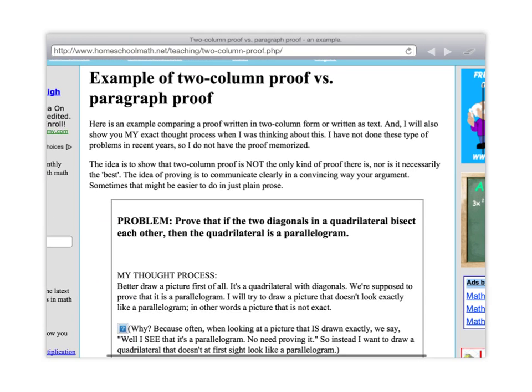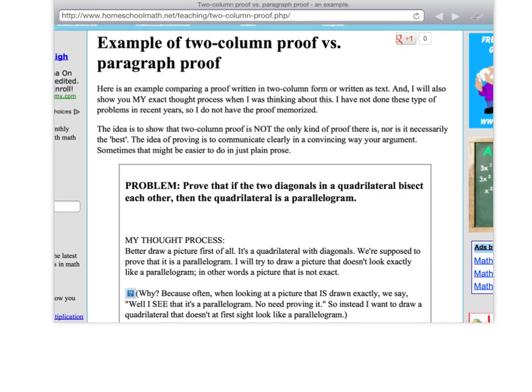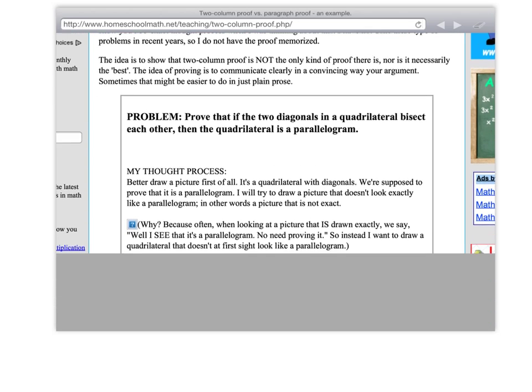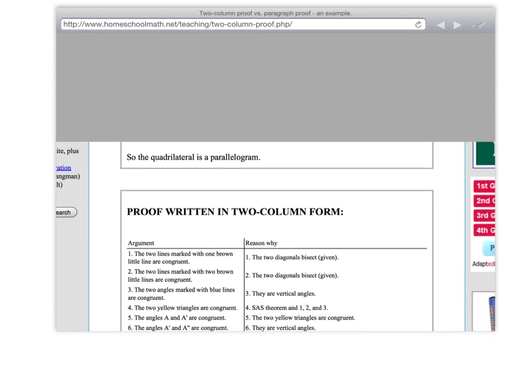The first thing I want to show you is that there are a couple different types of proofs. And it all starts with the most important part, which is a thought process. So suppose you're given a problem. Prove that if two diagonals in a quadrilateral bisect each other, then the quadrilateral is a parallelogram. Now, I don't want you to fret about this. Just imagine that there's given information and they want us to prove something. The first thing you would do is think about it. You look at the picture, you think about what it means, what's given, what theorems and definitions you have.